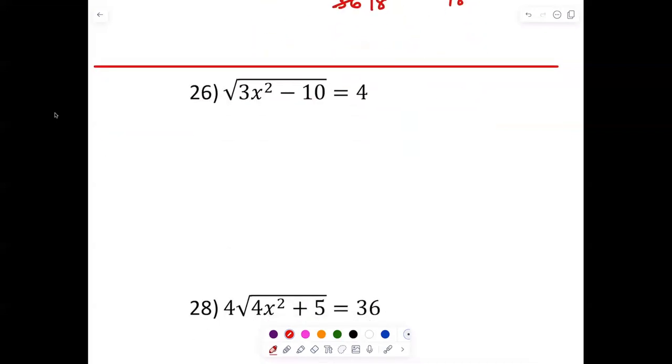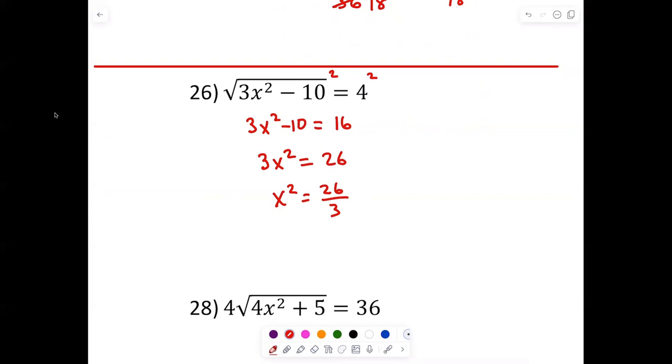What am I going to do to both sides? Square. So 3x squared minus 10 equals 16. Now what? Add 10. 3x squared equals, and then what? There you have it. 26 over 3.